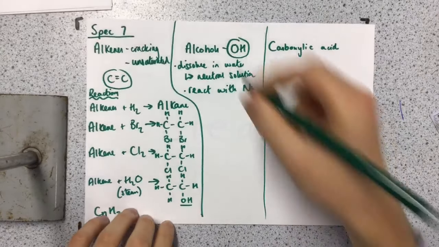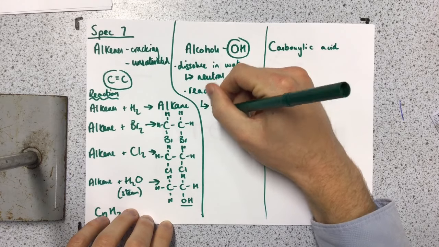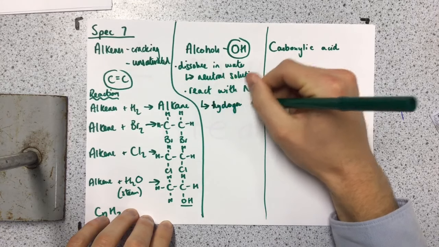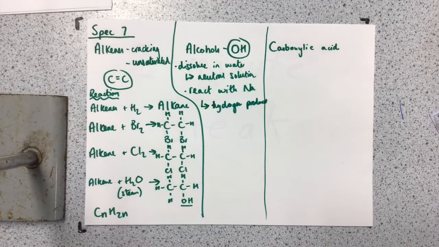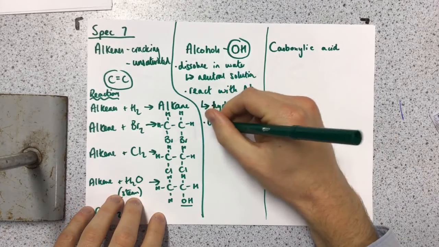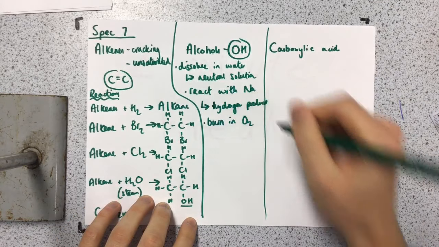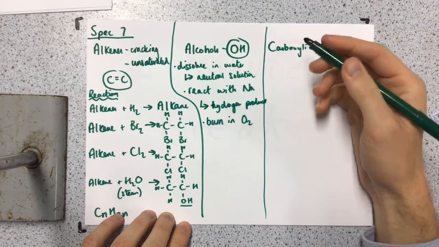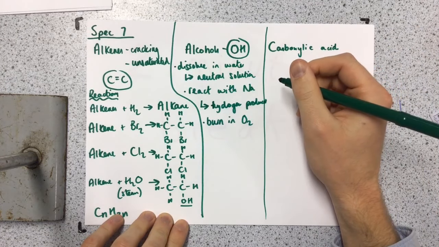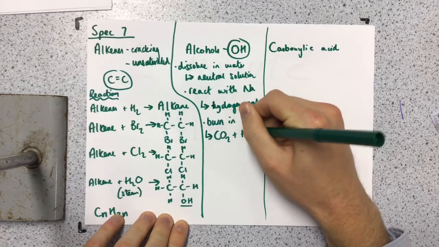If you react them with sodium, you produce hydrogen gas. So our hydrogen produced. There's another reaction: you can burn them. Now, if you're burning them, it's just combustion. So you're burning them in oxygen, aren't you? If you're burning them in air, it's the oxygen they're reacting with. And in that case, it becomes a combustion reaction almost. You then get carbon dioxide and water produced.